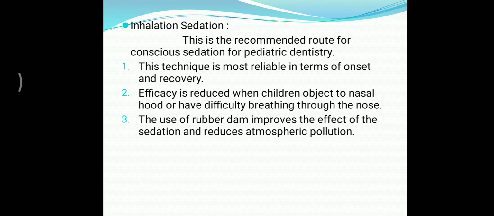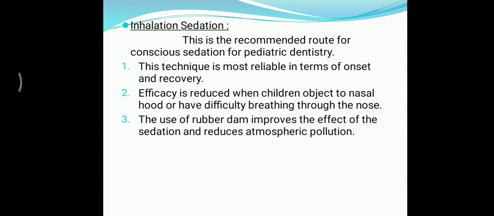Now let's see about the various sedation techniques. Various sedation techniques include inhalation sedation, oral sedation, intramuscular sedation, submucous sedation, intravenous sedation, and rectal sedation. Now let's see about the inhalation sedation. This is the recommended route for conscious sedation for pediatric dentistry. This technique is more reliable in terms of onset and recovery.